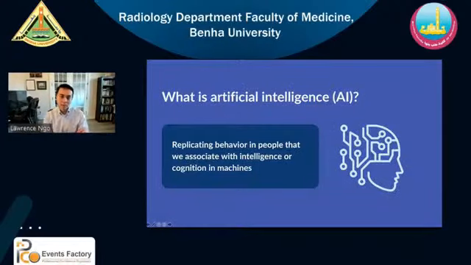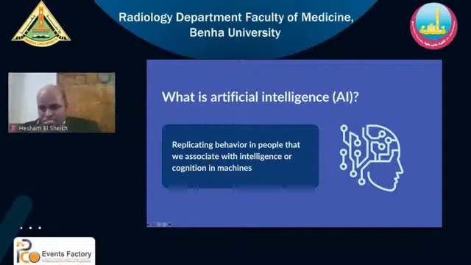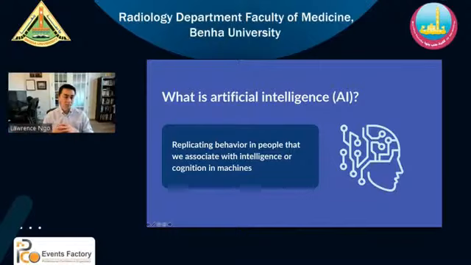Some of our previous speakers have spoken to this, so I won't spend too much time on it, but what exactly do we talk about when we're talking about artificial intelligence? There are many different definitions, but one could be purely just replicating behavior that people associate with intelligence or cognition, replicating that same process in machines.